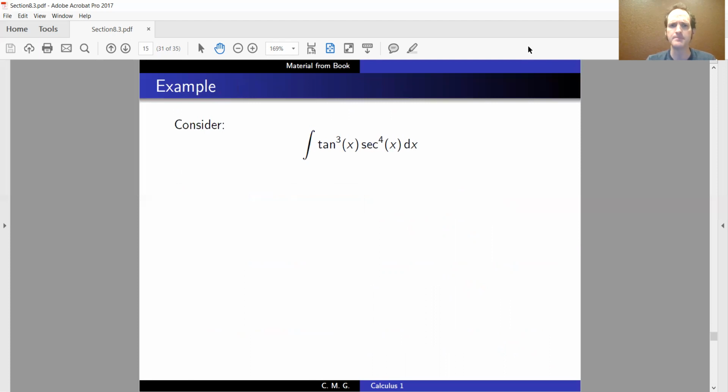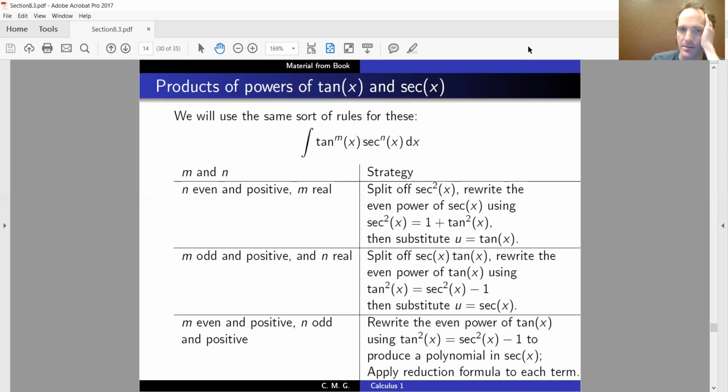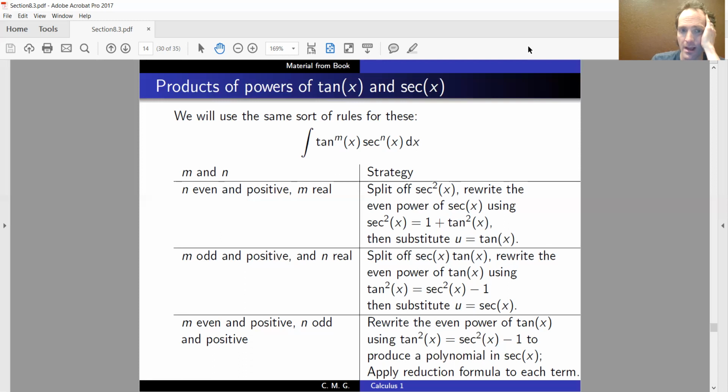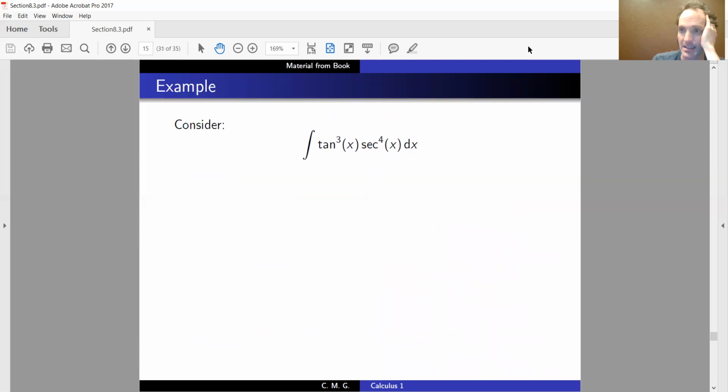Let's try an example. So I've got tangent cubed secant to the fourth. You'll notice that this actually follows both of the rules that I had before. So I could use either n is even and positive, n in this case is 4, or m is odd and positive. In this case, m is 3, which is odd and positive. So I can do either one of these. I'm going to do the secant one.